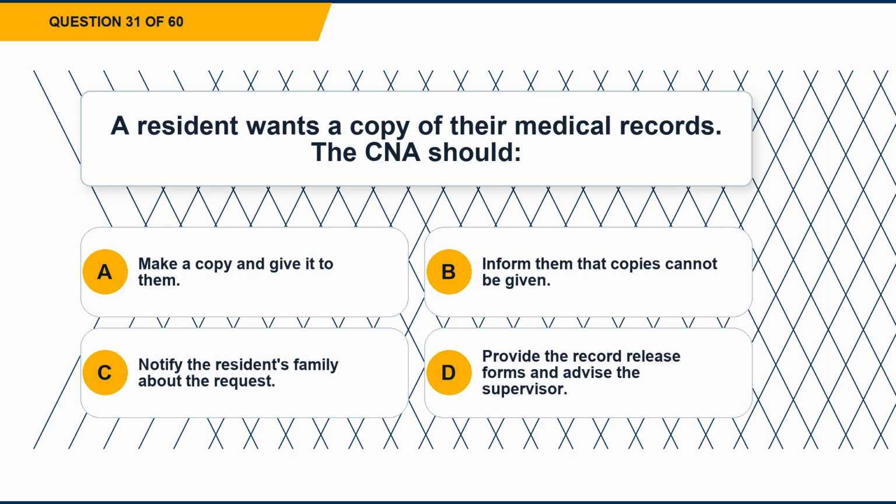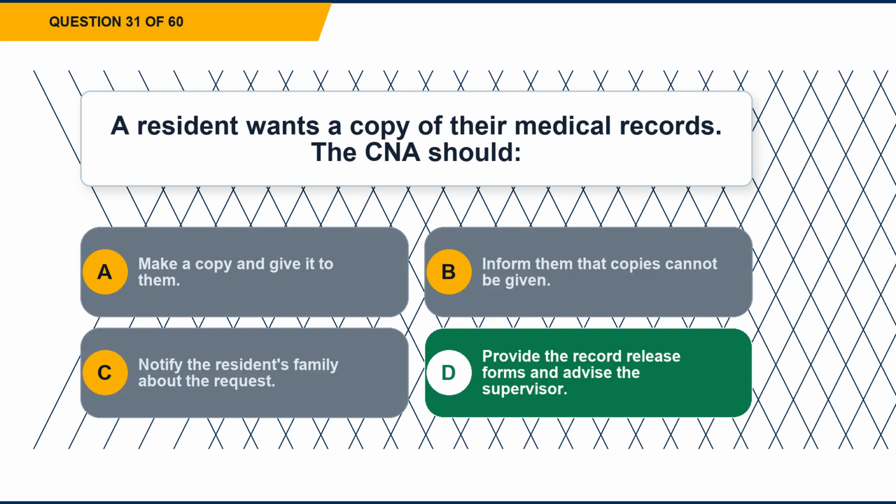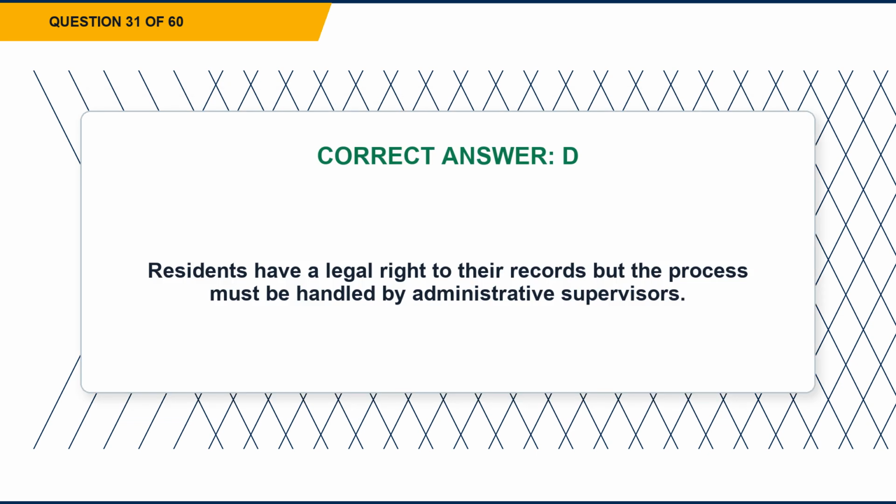Question 31. A resident wants a copy of their medical records. The CNA should: Option A, make a copy and give it to them. Option B, inform them that copies cannot be given. Option C, notify the resident's family about the request. Option D, provide the record release forms and advise the supervisor. The correct answer is option D, provide the record release forms and advise the supervisor. Explanation: residents have a legal right to their records, but the process must be handled by administrative supervisors.